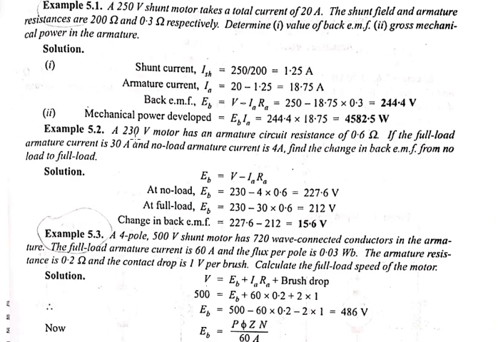The next problem, a 230 volt motor has an armature circuit resistance. So V is equal to 230, armature circuit resistance RA is equal to 0.6. The full load armature current IA is equal to 30 amperes, and no load armature current is 4 amperes. Now what we have to find is the change in the back EMF from no load to full load.